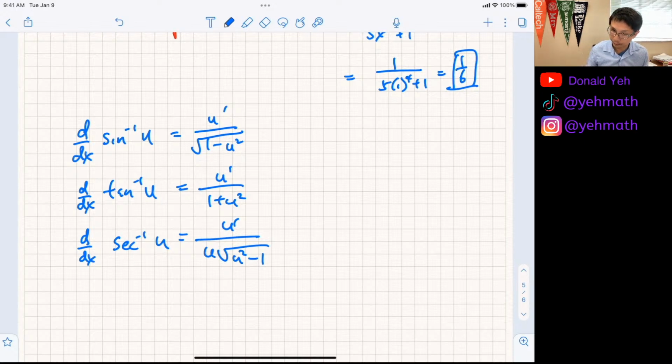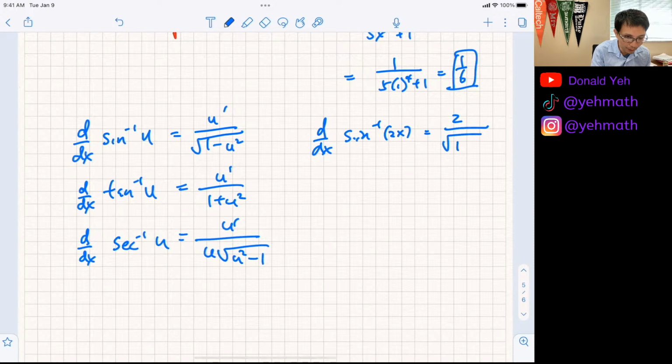Question about this. So let's just say, can you take a derivative of sine inverse of 2x? Do you know how to take a derivative of that? Just follow the formula. So it's equal to 2 over square root of 1 minus 4x squared. That's it. Okay, so you know how to take an inverse derivative, inverse trig, e to the x, exponential function, and all that.